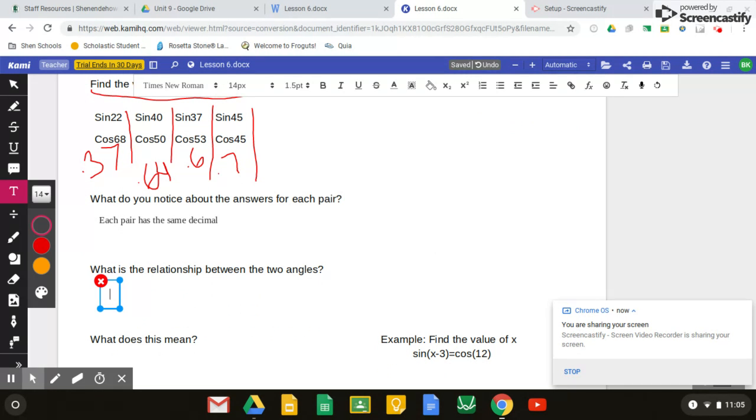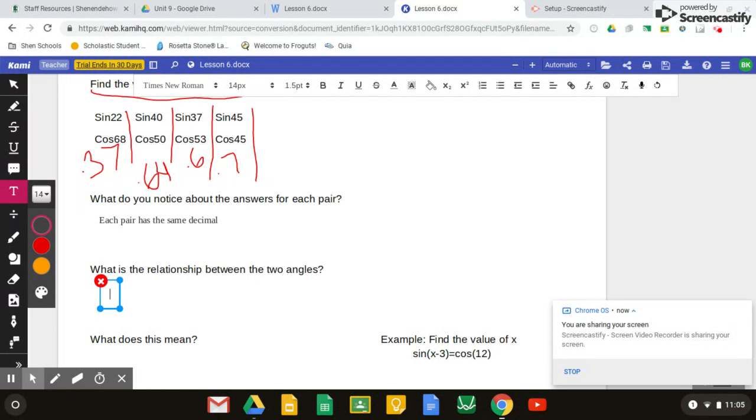What is the relationship between the two angles? So sine of 22 and cosine of 68. 22 and 68. What's special about those two numbers? Go ahead, play around with your calculator for a little bit and answer the question that I'm about to input. As you try to see what the relationship is, you notice that if you type 22 plus 68 into your calculator, you get 90.